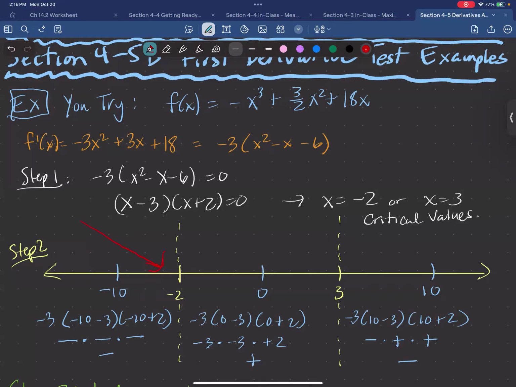And then if I stick in a 0, this is still negative. 0 minus 3 is a negative, and 0 plus 2 is a positive. I end up with two negative numbers. Two negatives make a positive. Positive means the derivative is increasing here. And for 10, if you stick in 10, you're going to get only one negative, the negative 3, which means decreasing here.